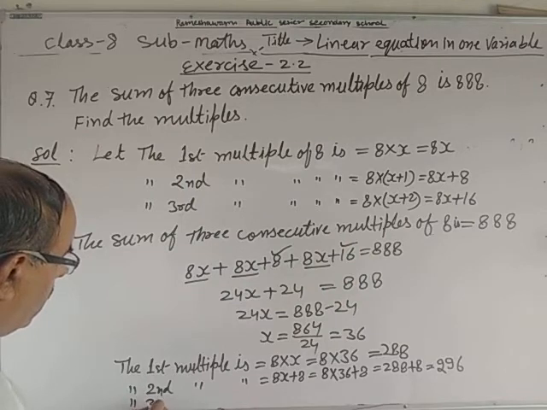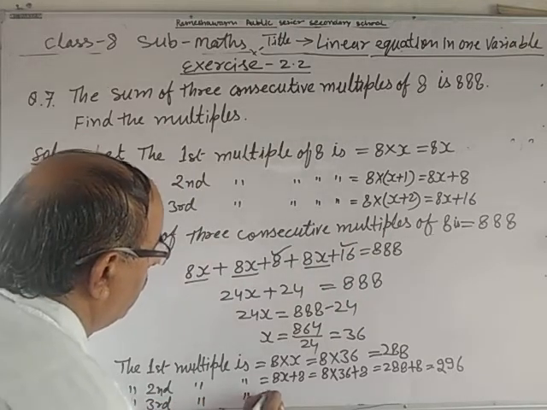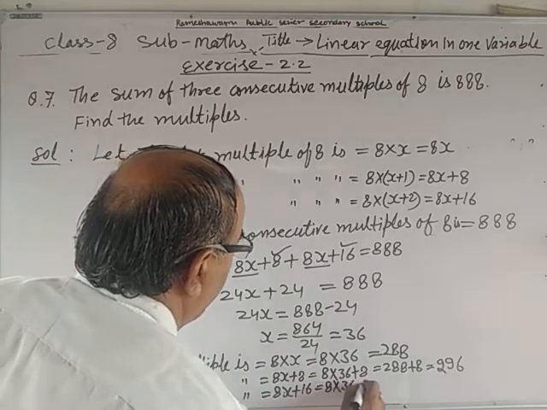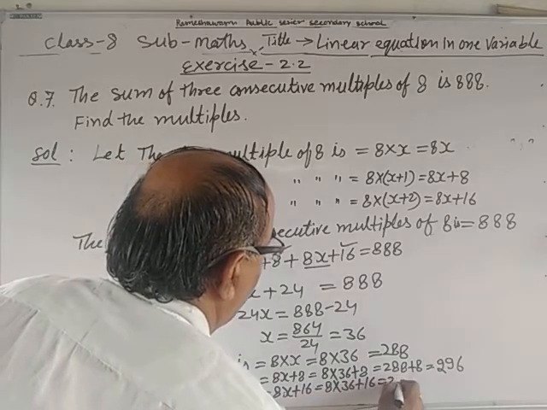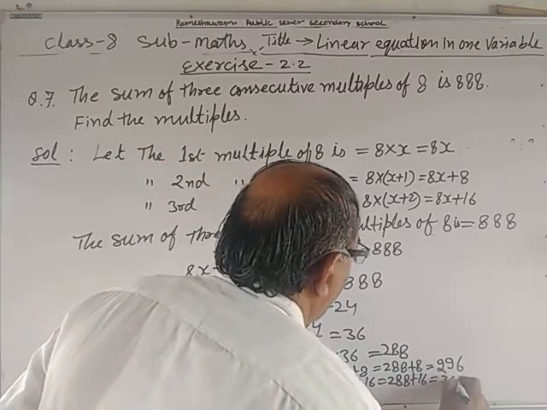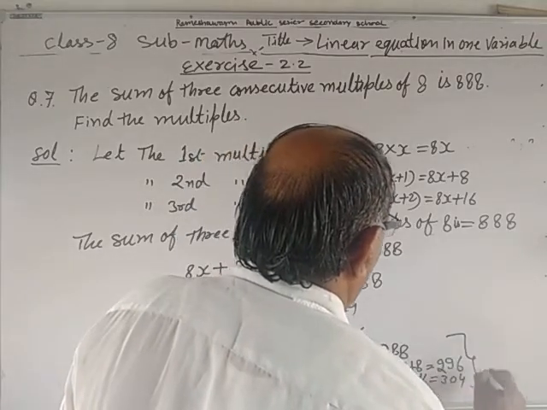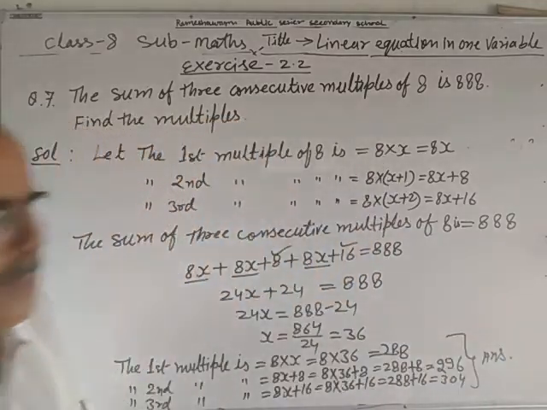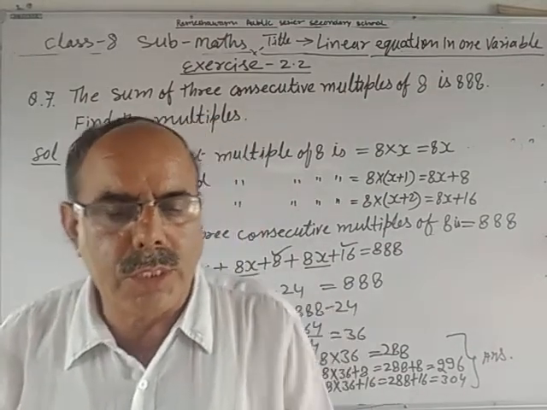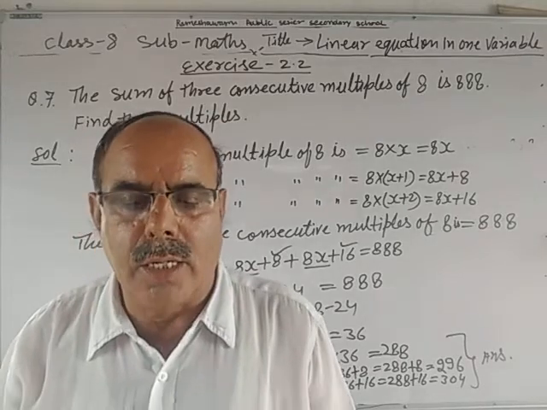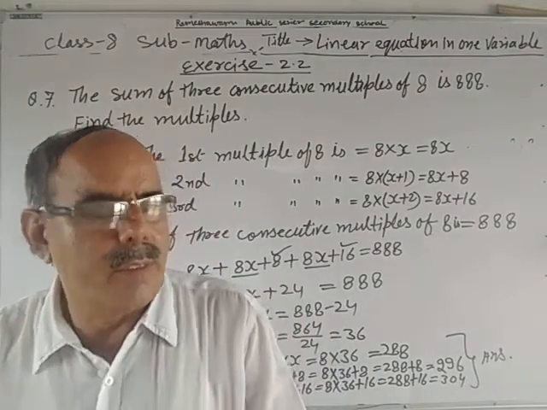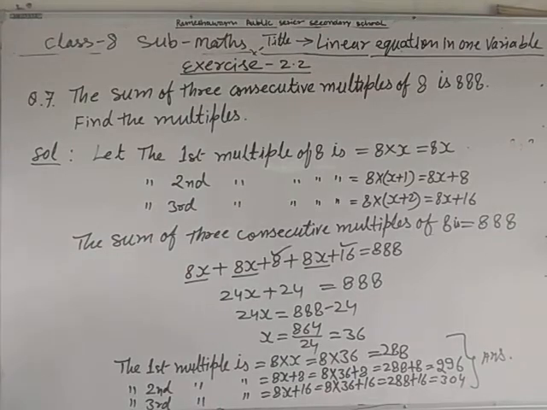And the third multiple is 8x plus 16, equal to 8 into 36 plus 16, equal to 288 plus 16, equal to 304. Answer: the three consecutive multiples of 8 whose sum is 888 are 288, 296, and 304.